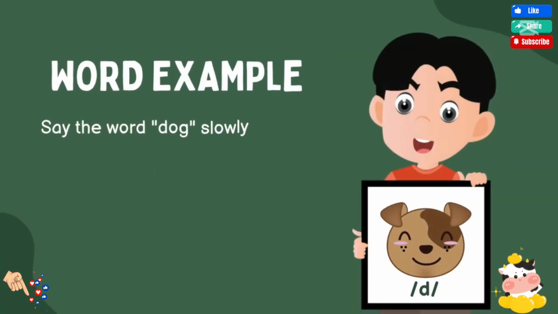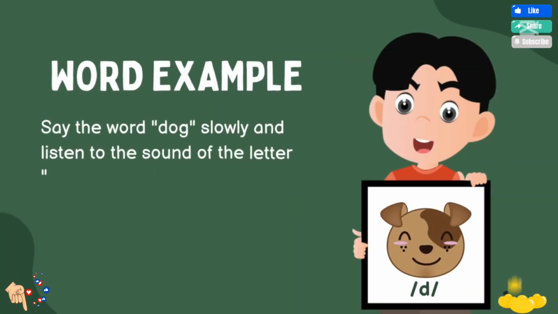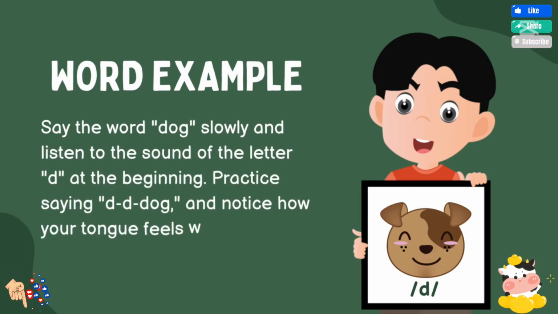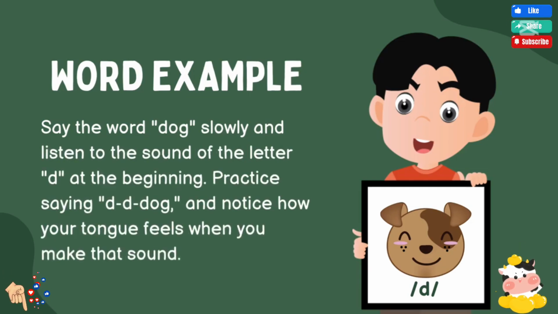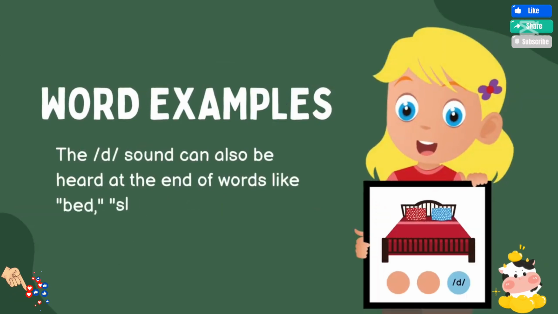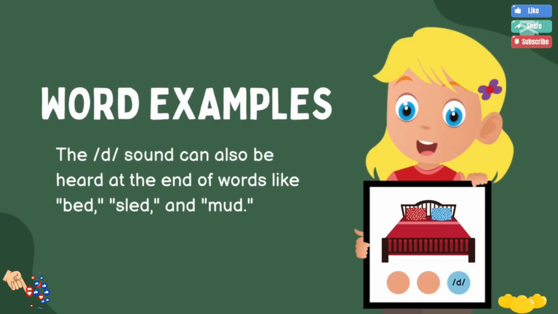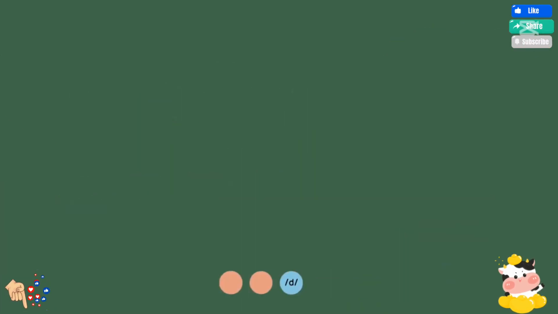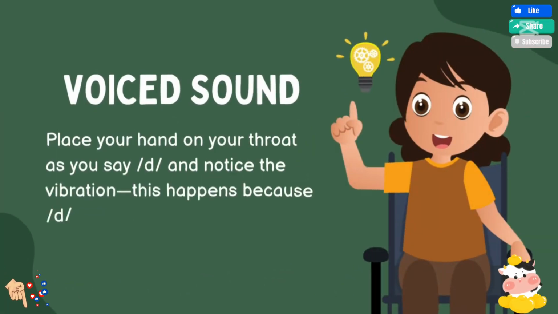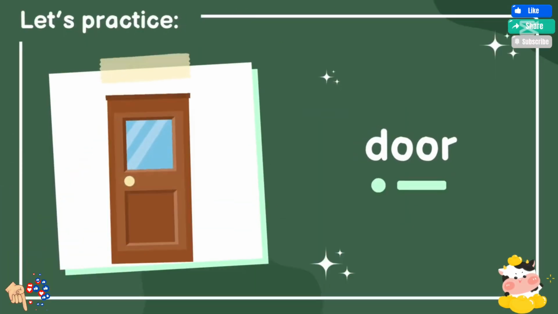Word example. Say the word dog slowly and listen to the sound of the letter D at the beginning. Practice saying D, dog, and notice how your tongue feels when you make that sound. The D sound can also be heard at the end of words like bed, sled, and mud. Voice sound. Place your hand on your throat as you say D and notice the vibration. This happens because D is a voice sound.